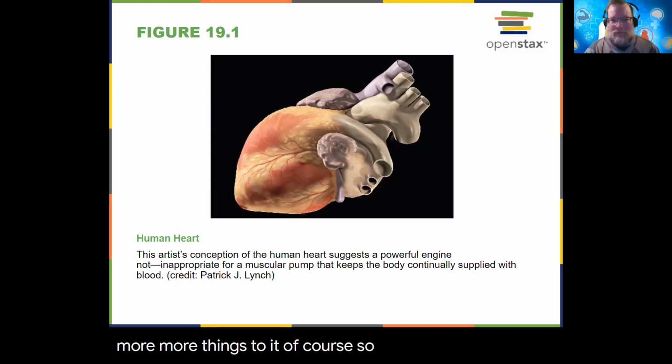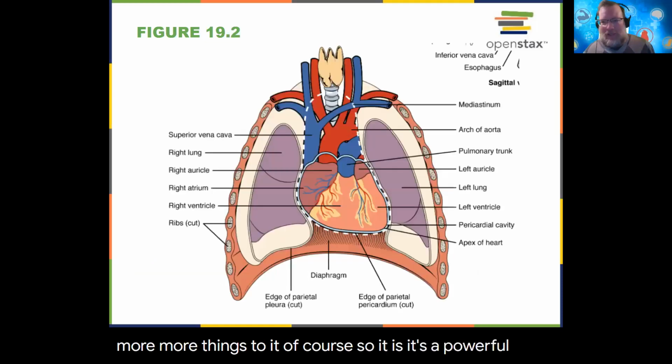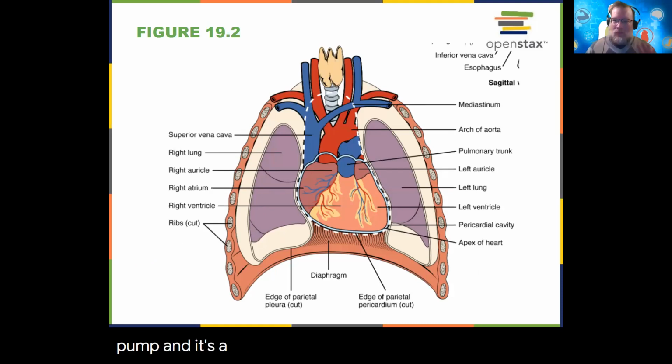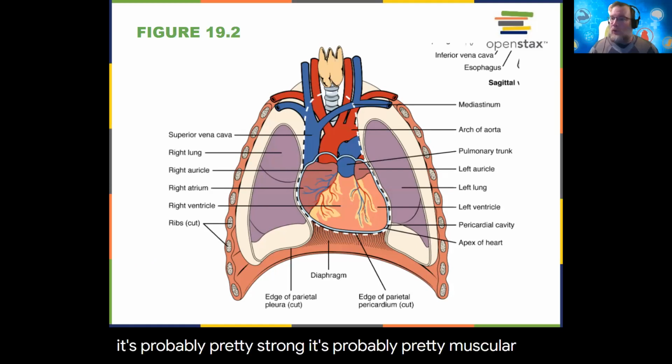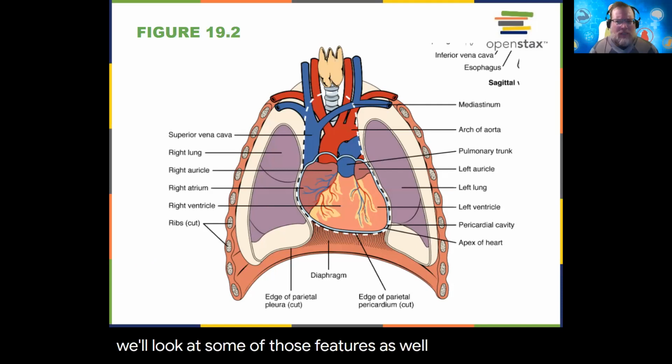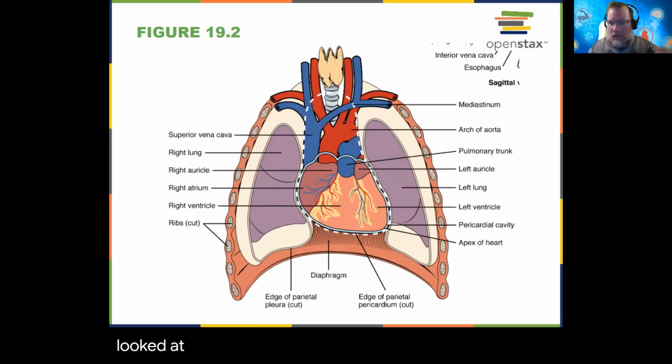So it's a powerful pump, and it's a pump that's working every second of every minute of every day of your lives. And we could assume then it's probably pretty strong. It's probably pretty muscular. So we'll look at some of those features as well. We've already seen a little bit with the heart, going back to tissues. We looked at muscle tissue and cardiac tissue being a specific type of tissue.